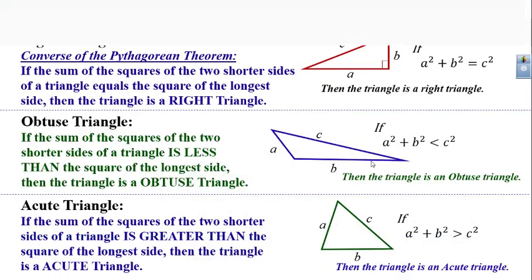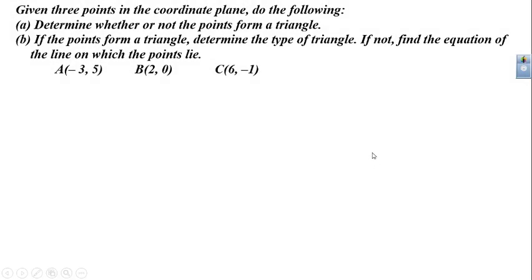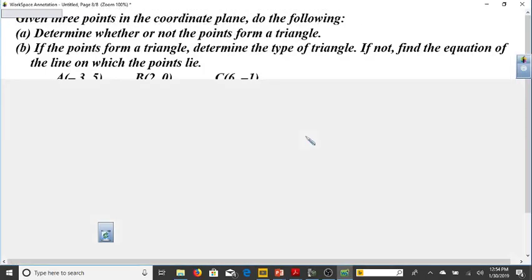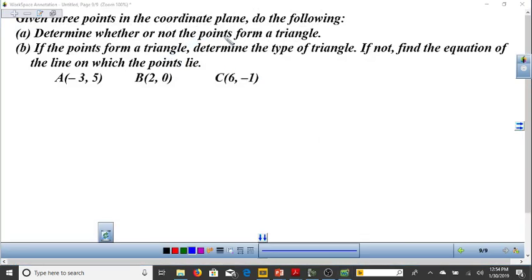Now, let's take a look at an example or a few examples here. In this example, the question is determine whether or not the points form a triangle. And if the points form a triangle, determine the type of triangle. And if not, find the equation of the line on which the points lie. So either they form a straight line or they form a triangle. We want to tell what type of triangle, if it's a triangle, or what the equation of the line is.